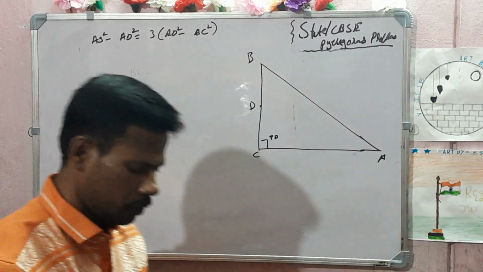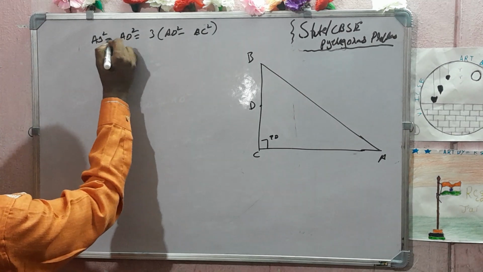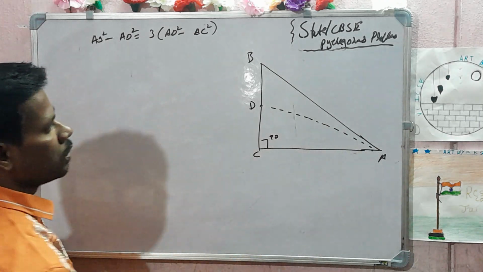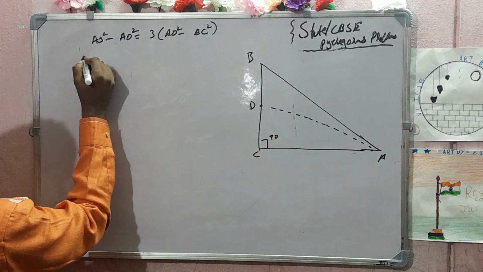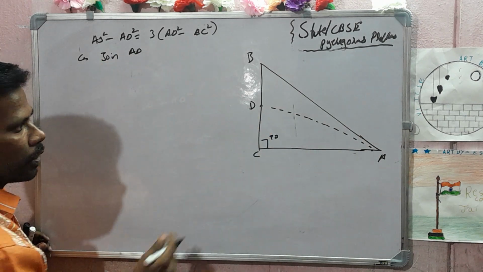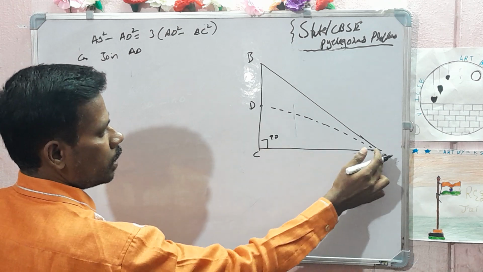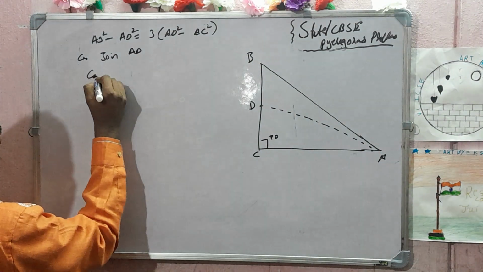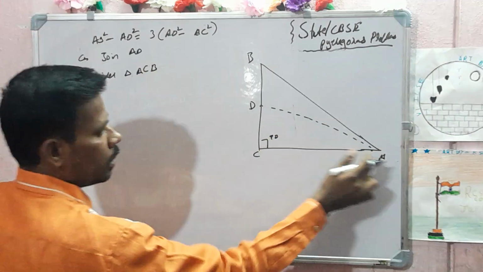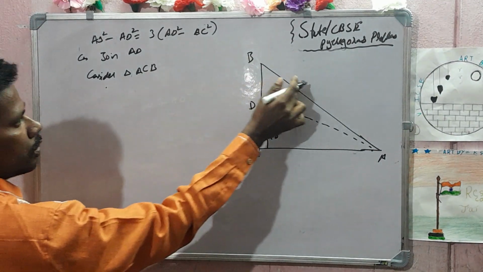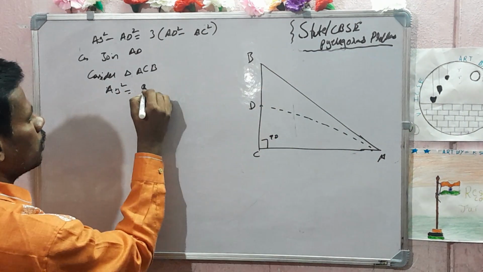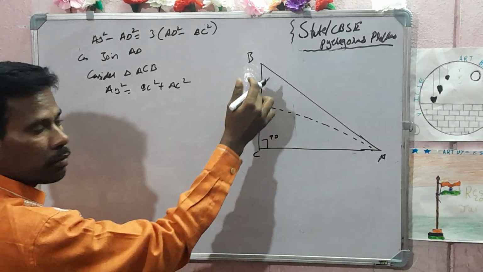So how will you do this one? AB square minus AD square. Join AD, the construction. Apply Pythagoras theorem. Consider triangle ACB. Square on the hypotenuse: AB square is equal to BC square plus AC square, right?